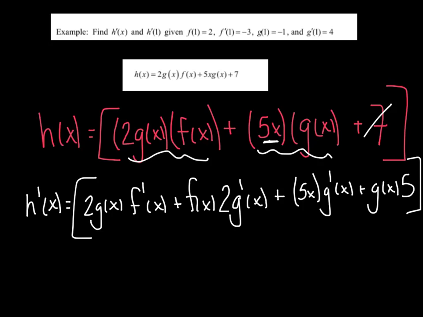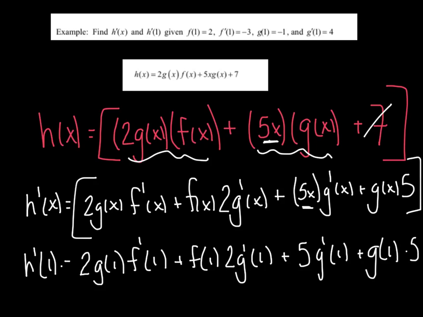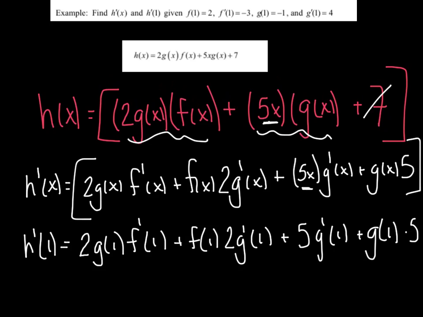Whew, all right. Now that I found h prime of x, we want to find h prime of 1. So I'm just going to replace every x with a 1. So 2g of 1, f prime of 1, plus f of 1, 2g prime of 1, plus, I'm going to do that one in my head, 5 times 1 is 5, g prime of 1, plus g of 1 times 5. And again, just use those givens at the top.